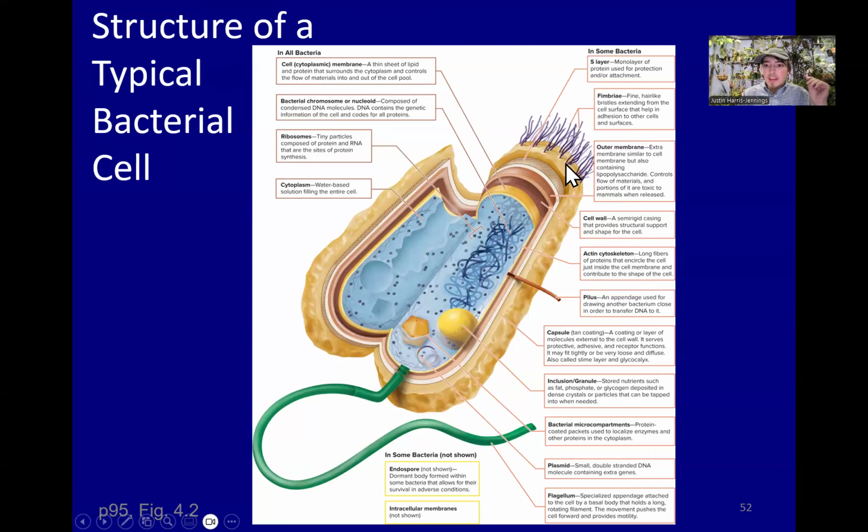And there are other things like the slime layer or the capsule, which is kind of a looser sugar protein matrix. And it helps with mobility to help move the bacteria, kind of like a slug, essentially, where the slime layer kind of helps allow the bacteria to glide on a surface. But it also can help attach to that surface. And then it also helps with protection from the environment.